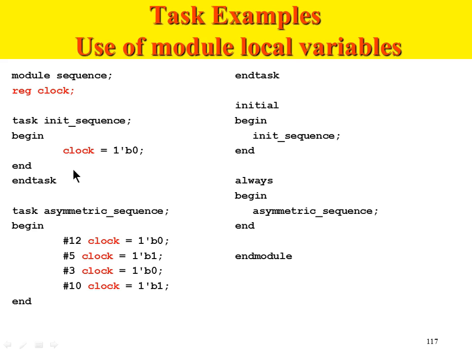So we can have multiple tasks inside the module, which can then be called in the initial or always block. In this case, both tasks have 0 inputs, 0 outputs. There is a delay statement involved. None of this is possible with functions. Functions need at least one input. They will always have one output. I cannot write delay statements inside a function.